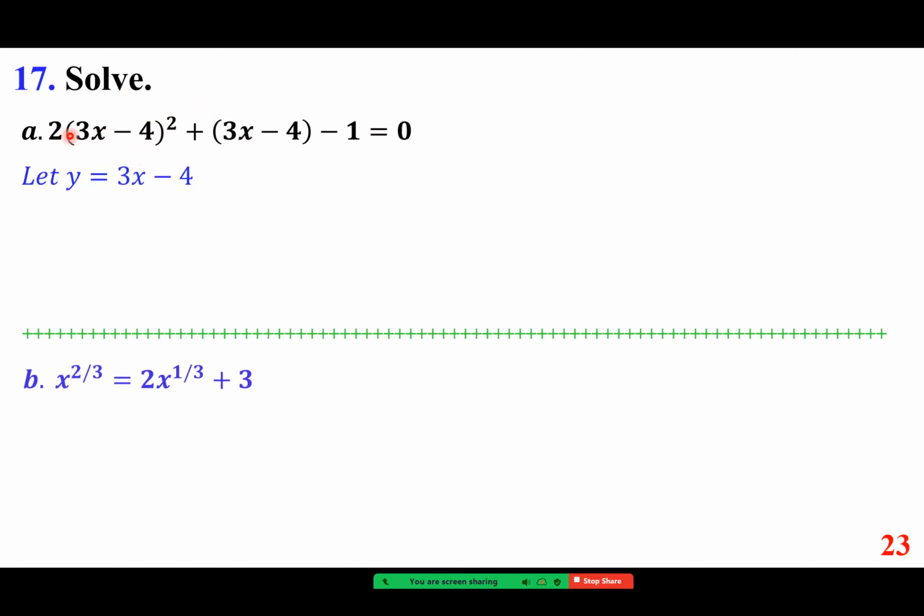So now this is 2y squared plus y minus 1. And this is an easy factor because 2 is a prime number, so you recognize it as (y plus 1)(2y minus 1) equals 0. So y is either negative 1 or positive 1/2. Now, have we solved for x yet? No. So you go back to this one and set them equal to those two numbers.